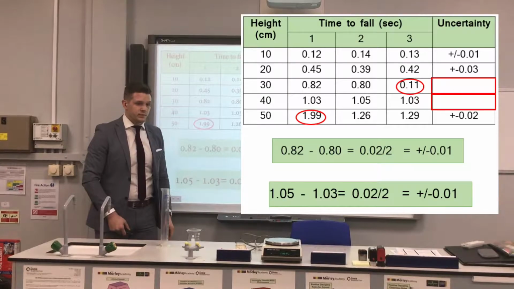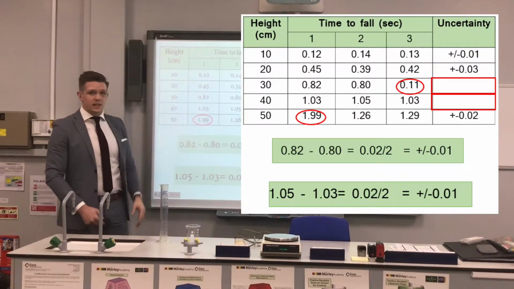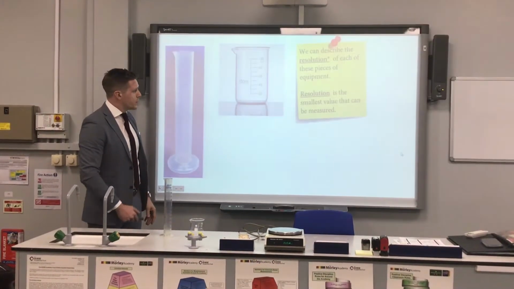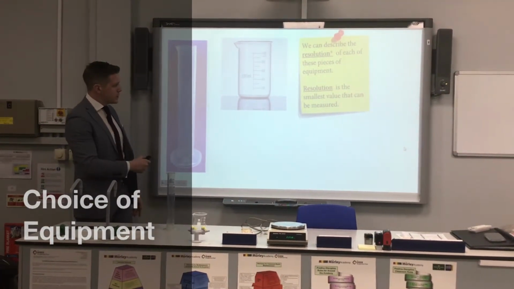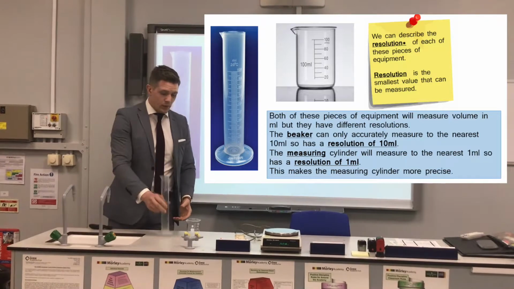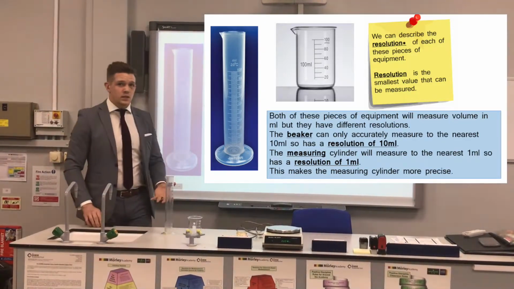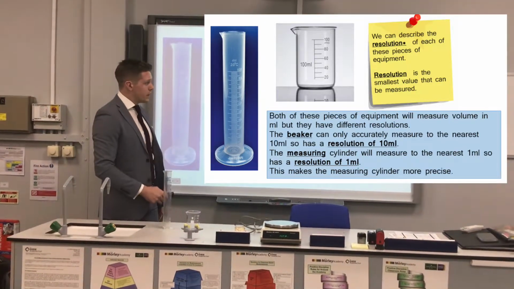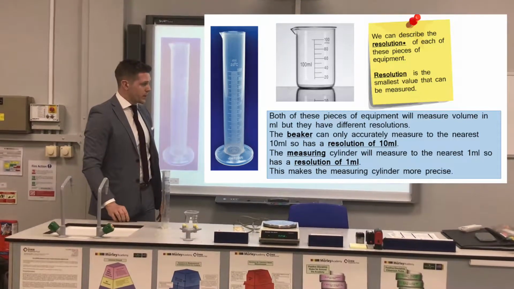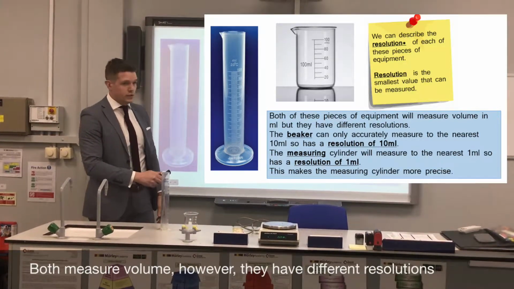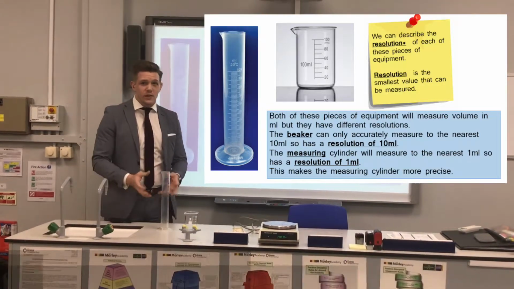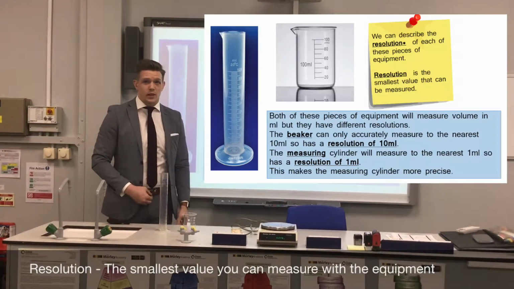So away from looking at data and doing calculations, what we can consider is our choice of equipment. Now, I've got 2 pieces of equipment on the board here, and I've got them as well with me. Both of these pieces of equipment are used to measure the volume of something. The issue is that they have different resolutions. The resolution is effectively the smallest value that you can measure with it.